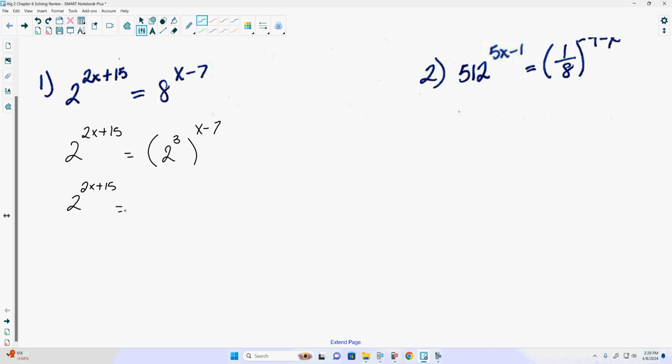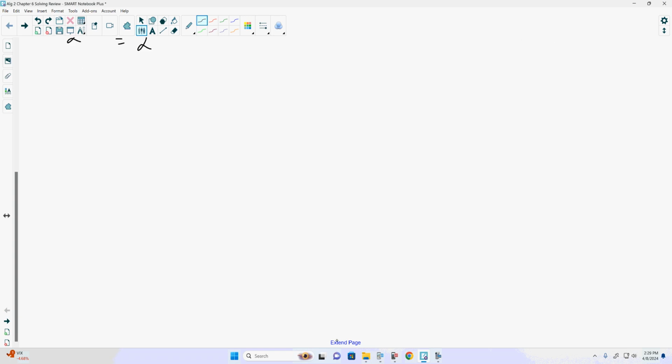Now, before we can start solving from here, we do need to distribute our powers, because powers of powers multiply. So our 3 times x would be 3x. 3 times negative 7 would be negative 21. Questions on this so far?